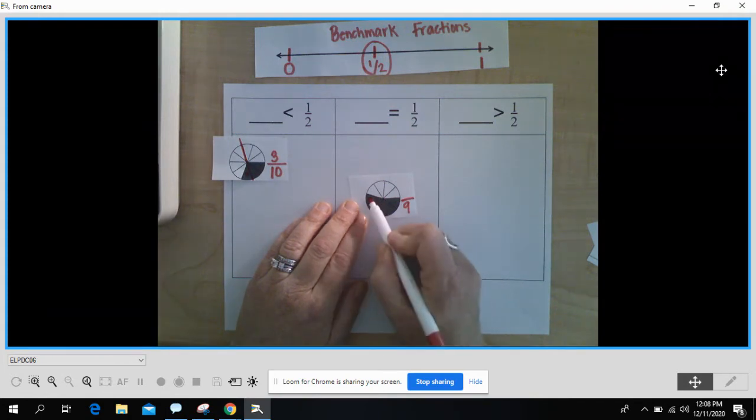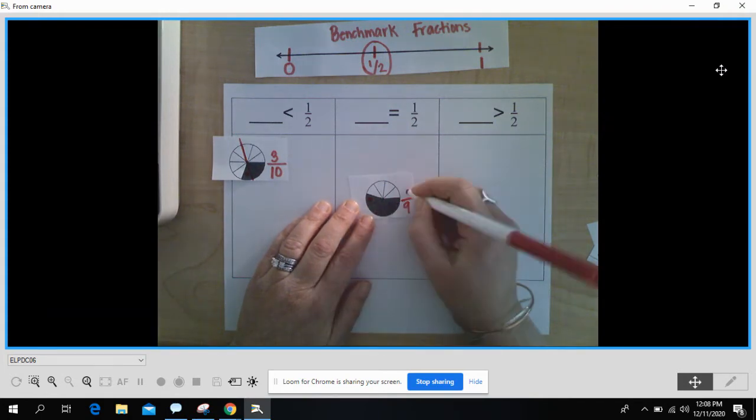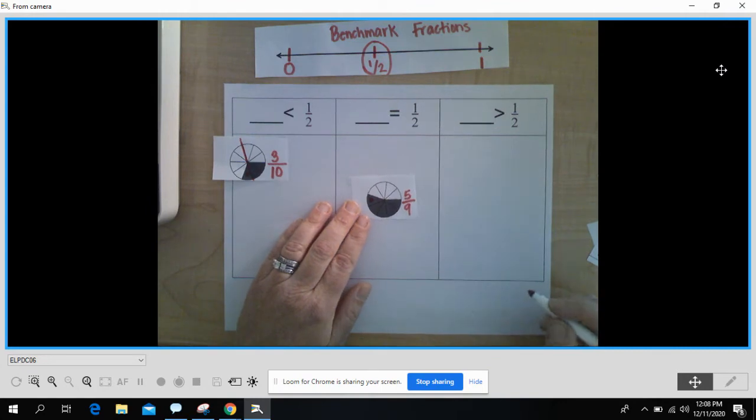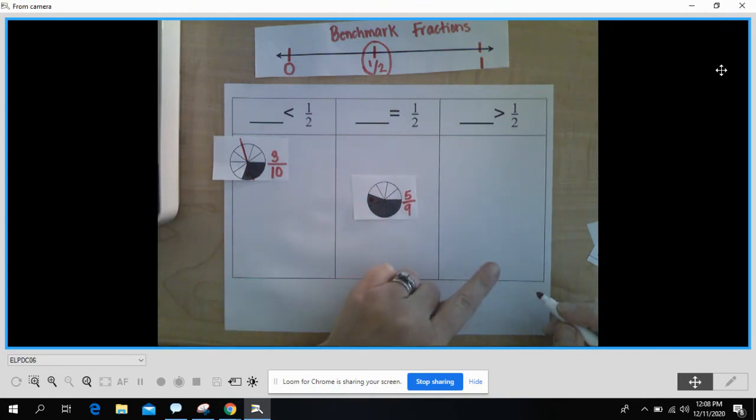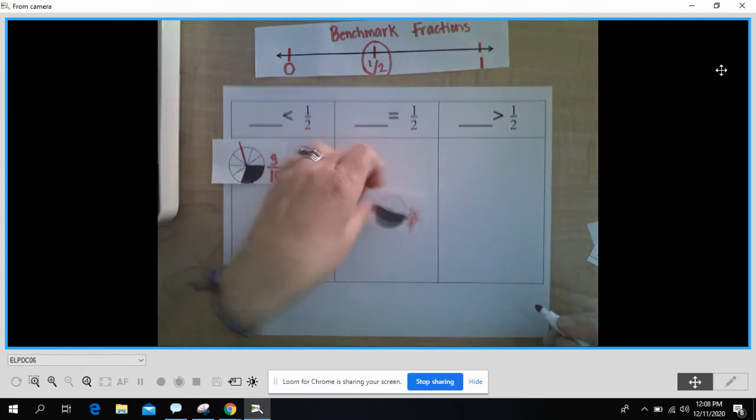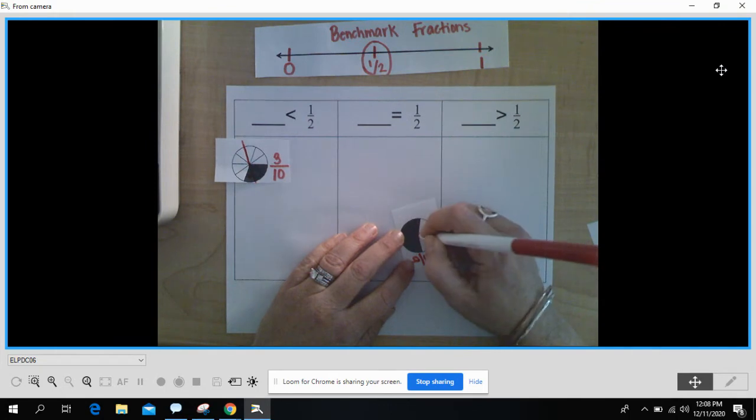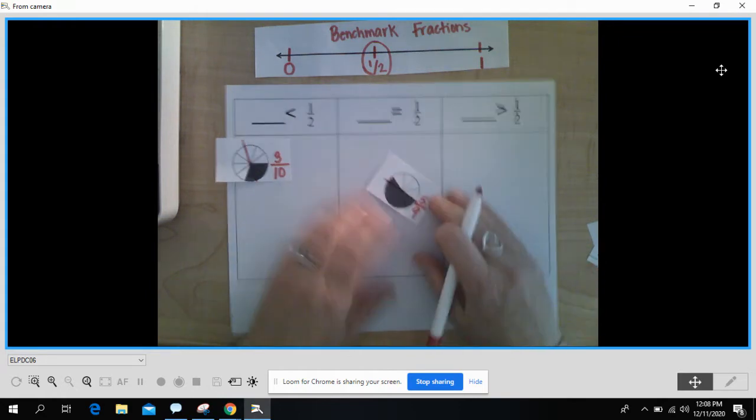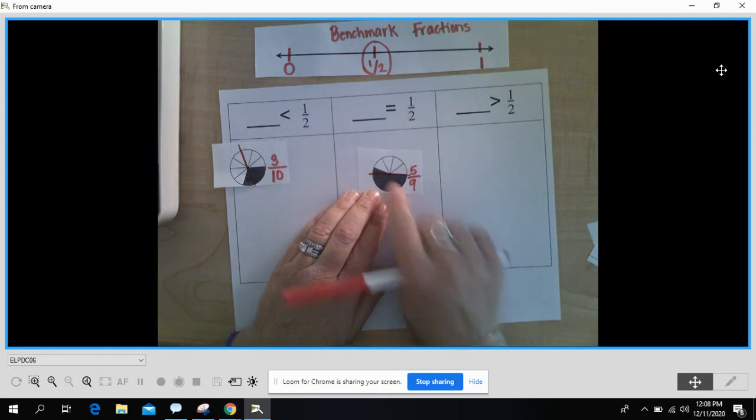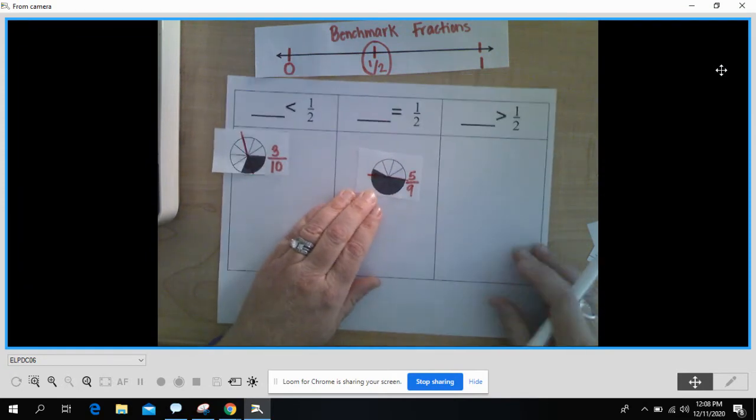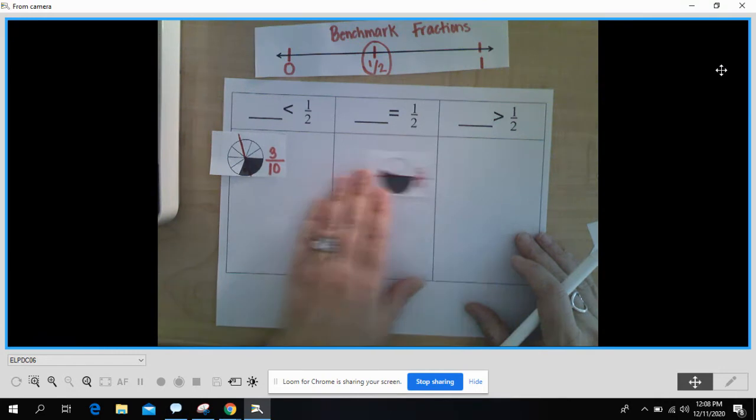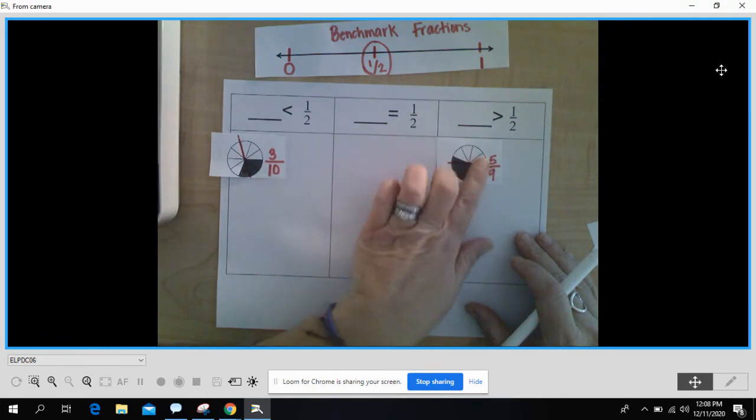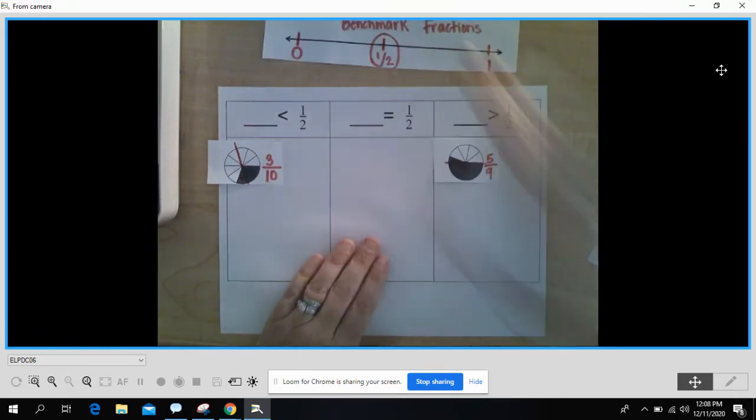And how many of them are shaded? 1, 2, 3, 4, 5. So 5/9. Is it equal to half? Is it greater than half? Is it less than half? Well, I know if I were to draw a line like I did before in half of this circle, it would go about right there. Can you see that line? Can you see that this is a little bit more than half? So where should it go in my sort? You're right. It's greater than half. 5/9 is greater than half.